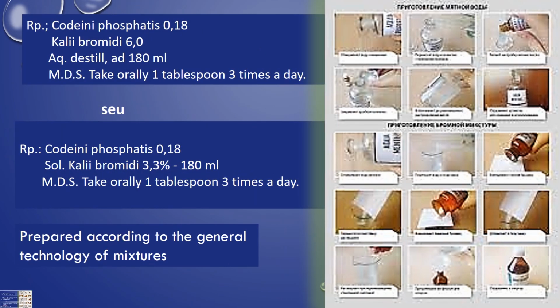In this slide, you see a prescription for a mixture that contains codeine phosphate. There are two forms of prescribing this recipe. The technology for preparing this mixture is carried out according to general rules.